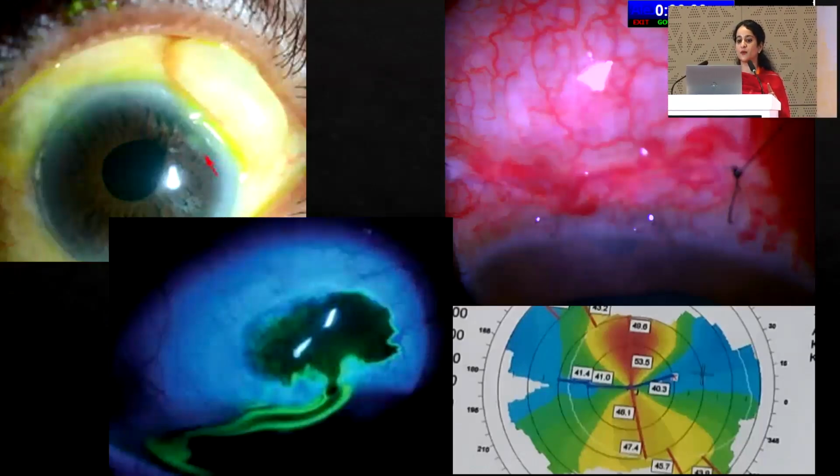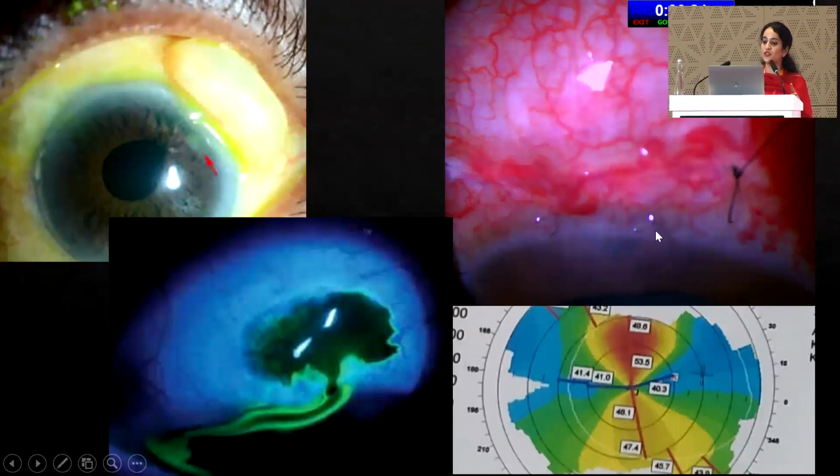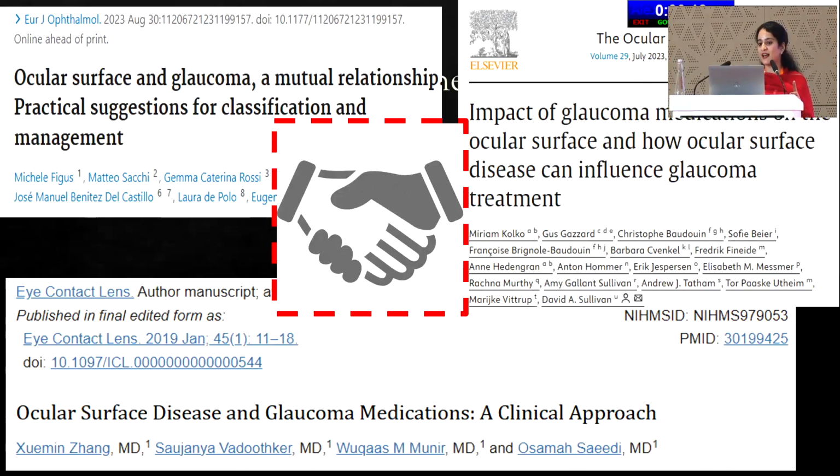You can see over here, this is a profile of patients. You can see a dellen that has formed over here because of an overhanging bleb. Because of poor healing, you can see that there's Seidel positivity. Because of tight sutures over here, you can see that there is a lot of astigmatism that caused the patient to have decreased vision. And as a flip side, as we said, there's a mutual relationship.